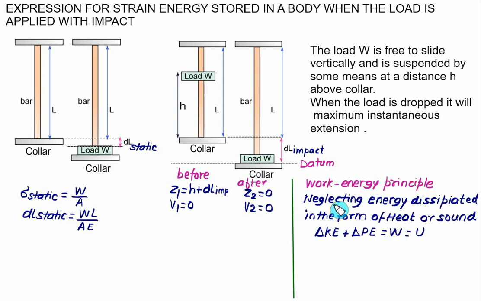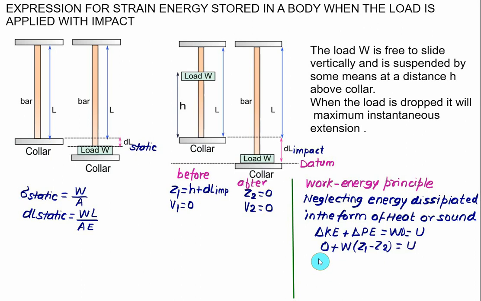At this stage we can apply the work energy principle, and we will neglect any energy dissipated in the form of heat or sound. In that case, change in kinetic energy plus change in potential energy is equal to the work done. So let me write this as work done WD equal to the strain energy U. Change in kinetic energy here is 0. Change in potential energy is given as mg, which is equal to W, that is the weight of the load, which is a movable load. We have Z1 minus Z2, that much amount of work is stored. So we have W into Z1 minus Z2 equal to the strain energy U.